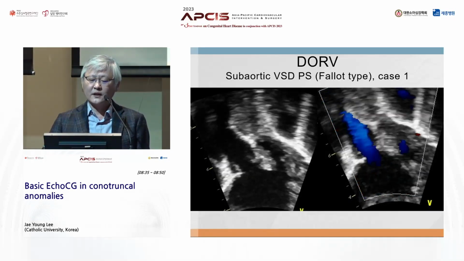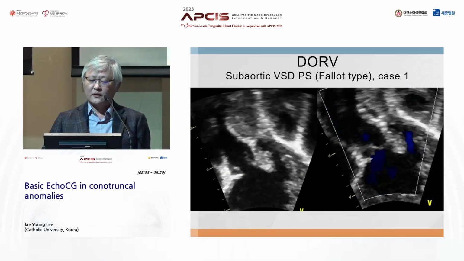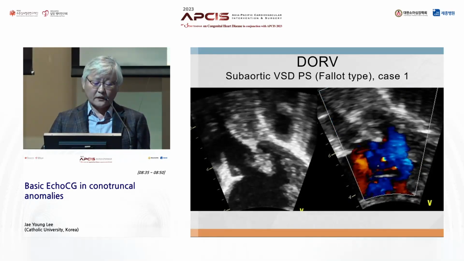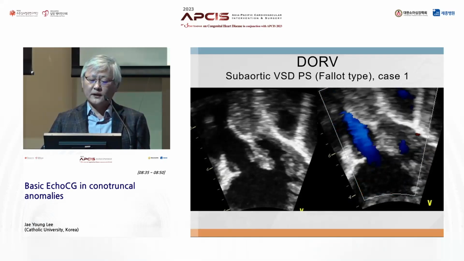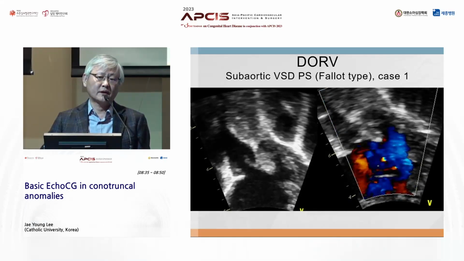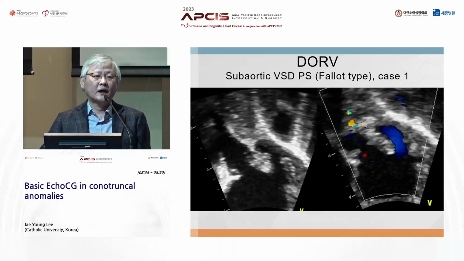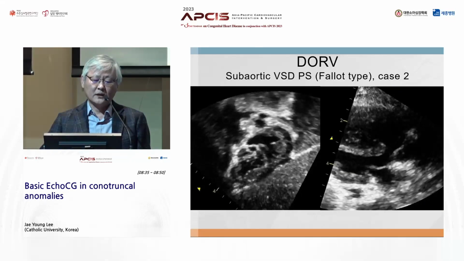You can notice the infundibular stenosis is not severe, but in this case, the valvular stenosis is very severe. This is the Fallot type DORV.